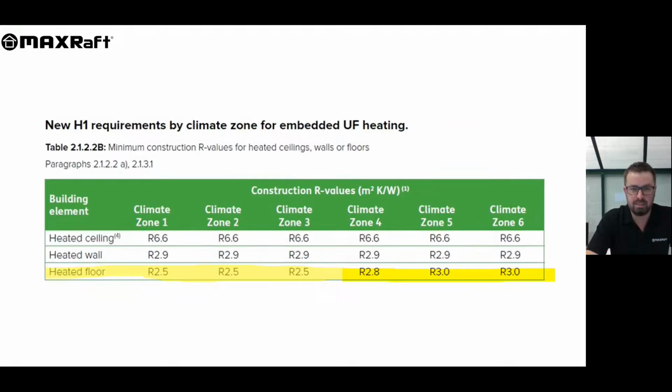Where underfloor heating is specified, the R values have further increased. So for climate zones 1 to 3, the R value is now 2.5. Climate zone 4 is 2.8, and climate zone 5 you need R3, where you have underfloor heating specified in the slab.